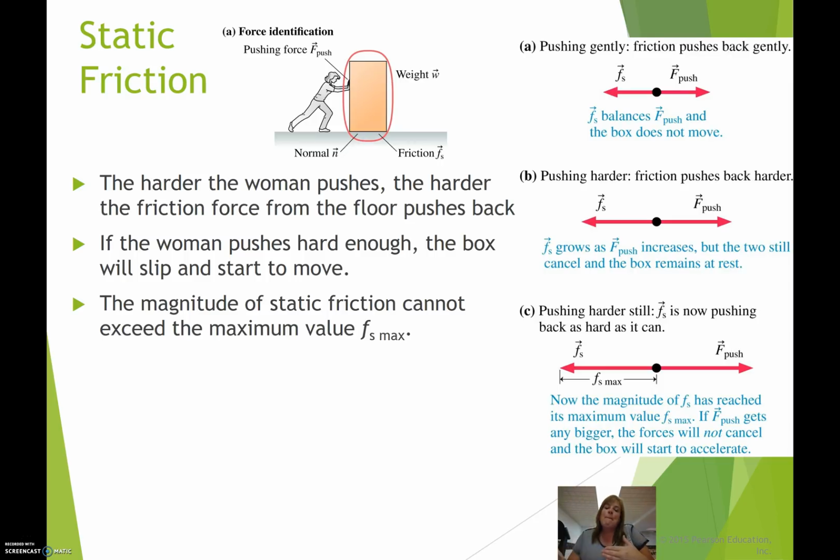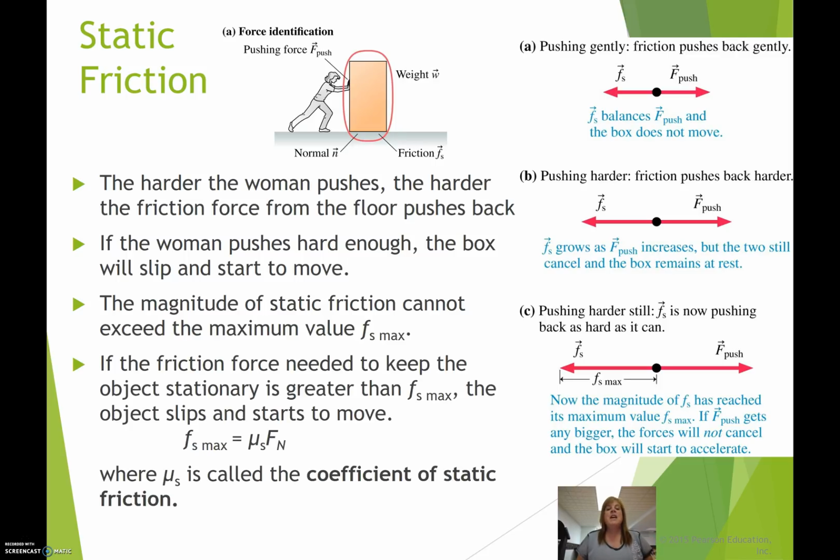So there is actually a maximum static frictional force. And so when you reach that point where you just now slip, you have exceeded that maximum value of static friction. Now, this Fs max does have an equation for it. It's mu sub s, which is called the coefficient of static friction, and I'm going to talk about coefficients later, times the normal force on the object.